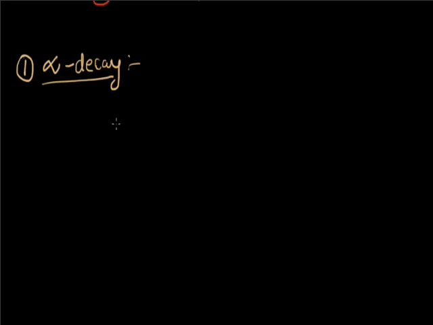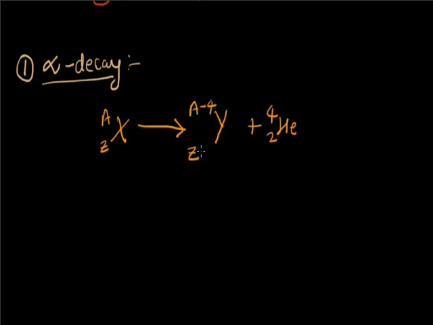Alpha decay can be expressed by the following equation: X with mass number A and atomic number Z emits a helium nucleus and converts itself into element, let's say Y. Here we are writing again, X, Z, A, where A is the mass number and Z is the atomic number, emitting a helium nucleus and converting itself into element Y, which is Z minus 2, Y, A minus 4.